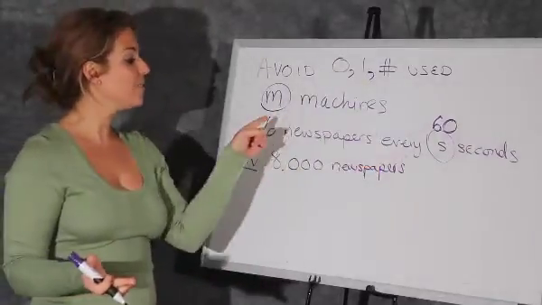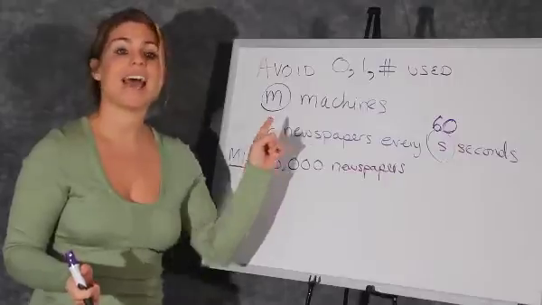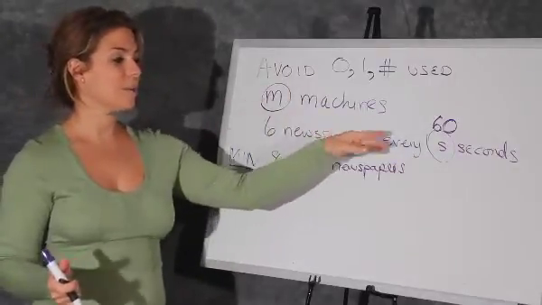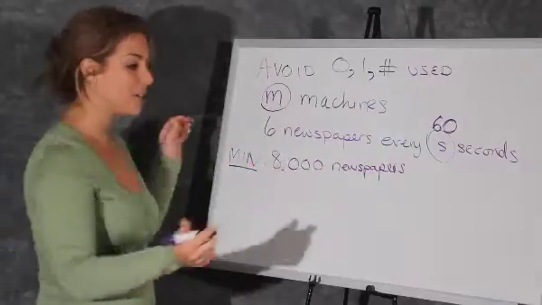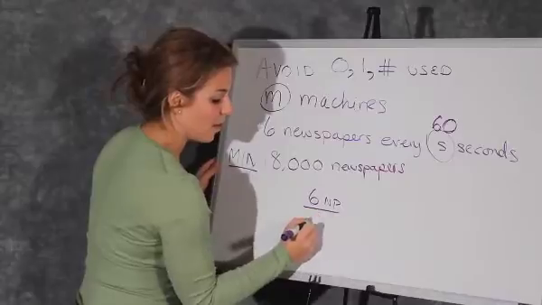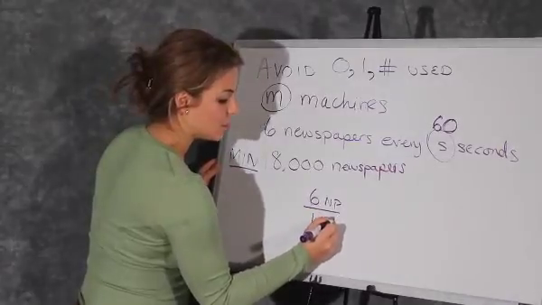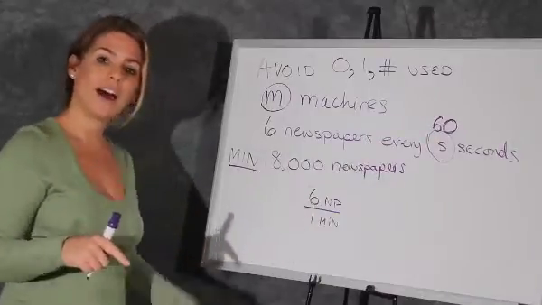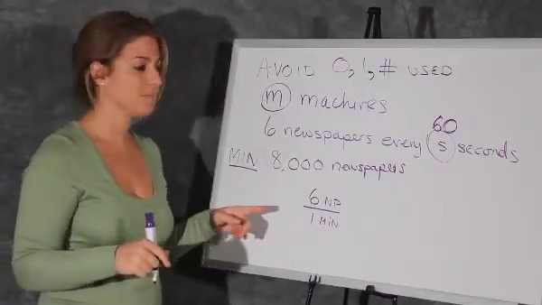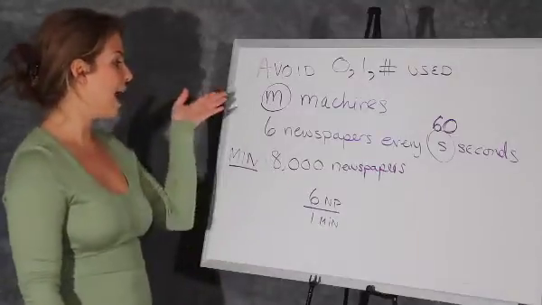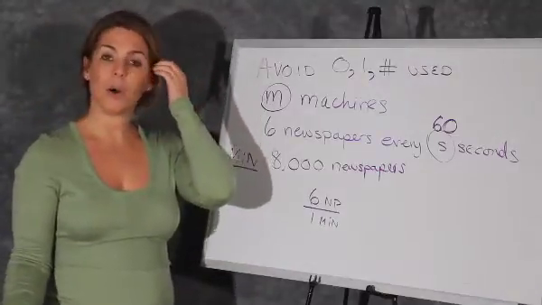Because now, instead of it saying 6 newspapers every S seconds, it now reads 6 newspapers every 60 seconds, or we could change that to 6 newspapers every minute. So now automatically, just in that one number that we picked, we're now using the correct unit for the question. Then we can really pick any number we want for M. Maybe we want to go with 10.